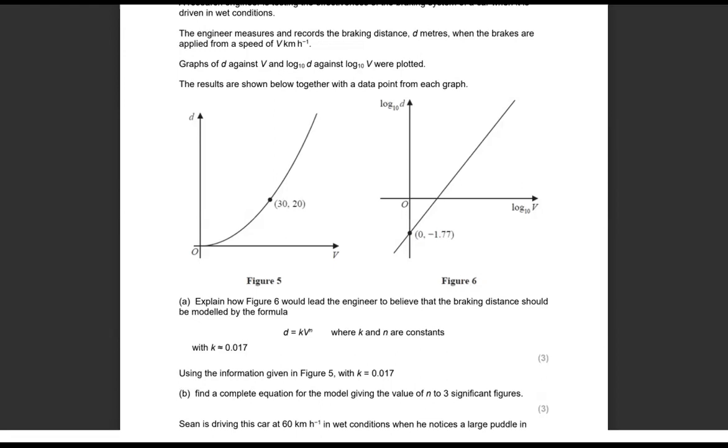But you have to be able to show and explain using the information given in figure 5, with K being 0.017. So what I would like to do is reserve this question for you as an assignment. You try your best and see exactly what you got and how you can come about it. This is just application of your knowledge.